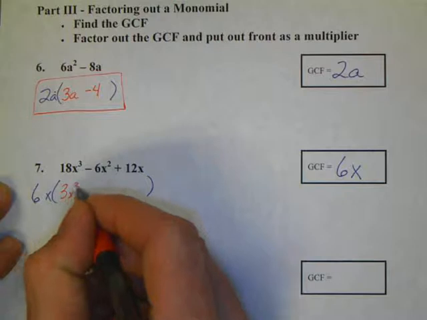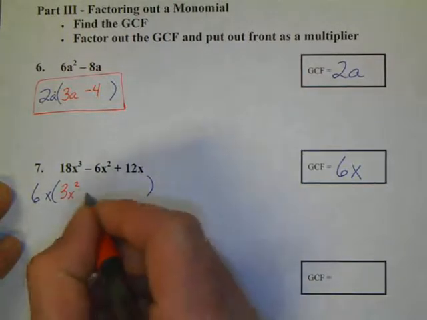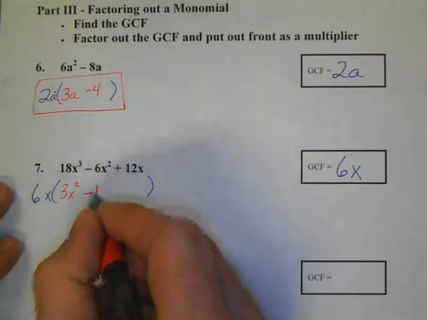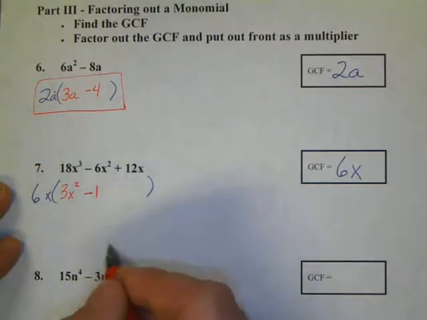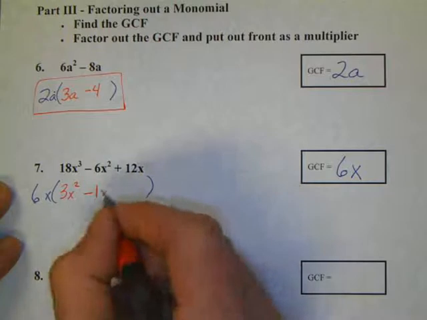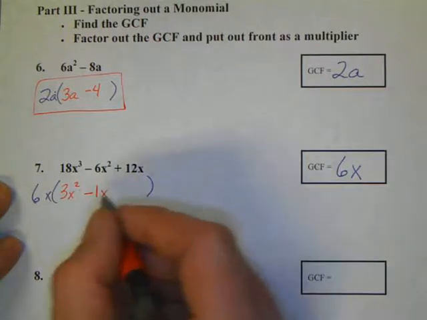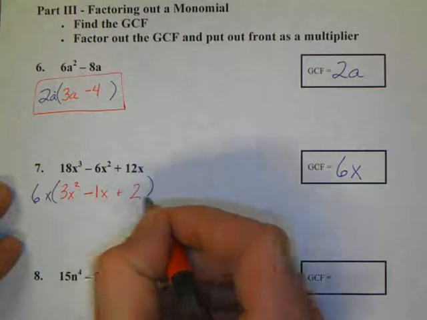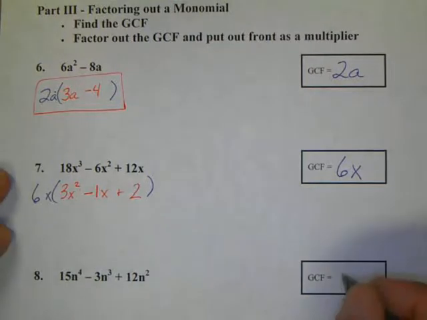6x times what is 18x cubed? Well, that's 3x squared. Remember, you add your exponents for multiplying variables. Minus, and I like to put a 1 there because 1 times negative 6, or 6 times negative 1 is negative 6, and x times x is x squared. You don't need that 1, but you can put it on. And then lastly, plus 2, because 2 times 6x is 12x.